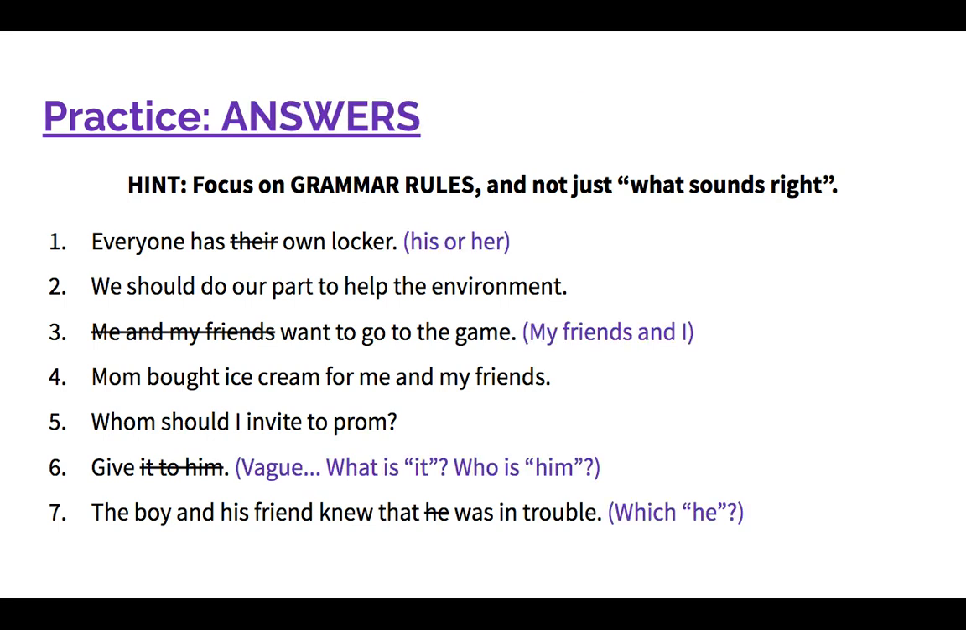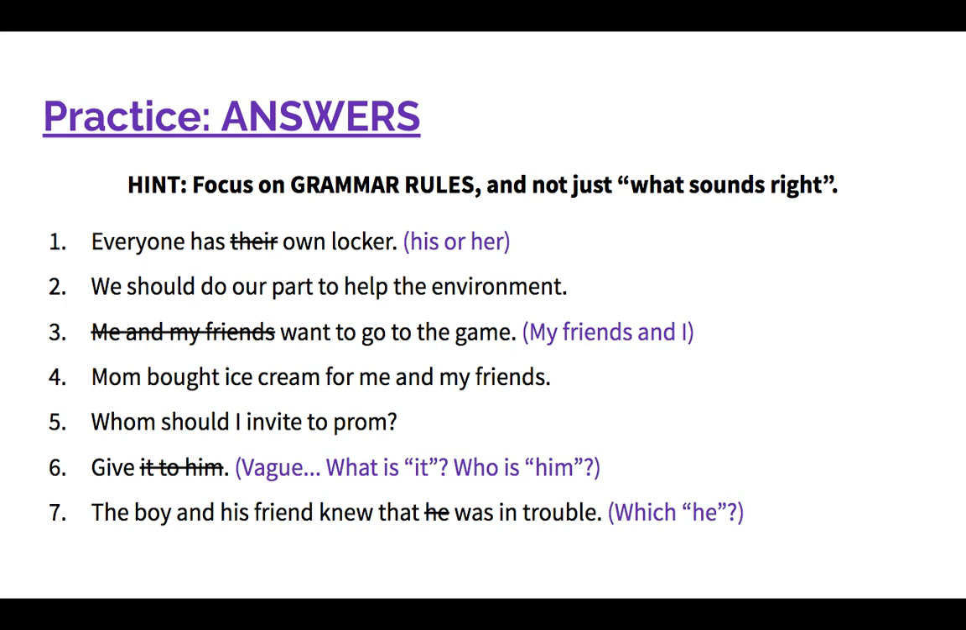All right, let's take a look at the first one. Everyone has their own locker. I told you that everyone is singular, so the pronoun there is incorrect because that's plural. You need to change it to his or her. Number 2 is actually perfect the way it was. We should do our part to help the environment. That's great.